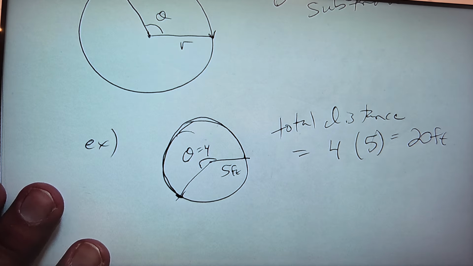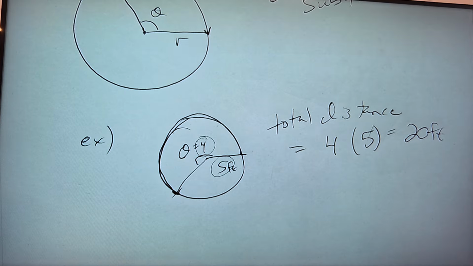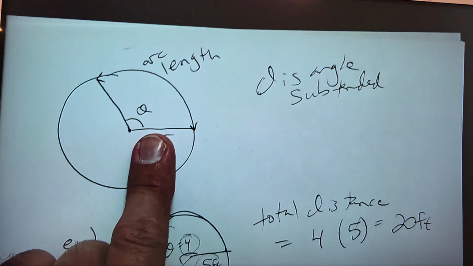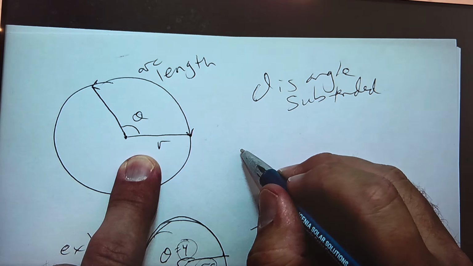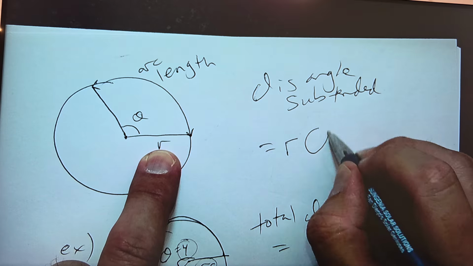So what can I do in general then? Because if I would have made this different and this different, we would have done the same thing just with those different numbers. So what do I do in general? I would take how big each radius is times how many of them.